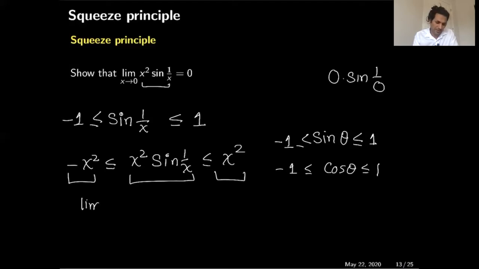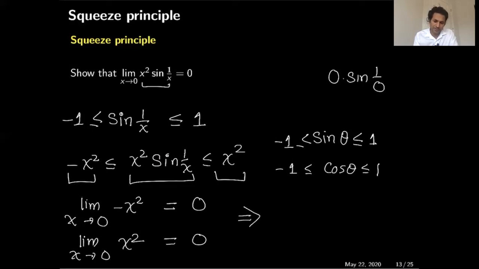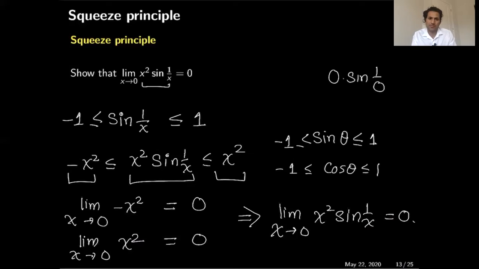Now I will calculate the limit as x approaches 0 of minus x square, which is simply a polynomial function, so you can calculate the limit by plugging in. The limit as x approaches 0 of x square, the function on the right-hand side, is also 0. So by the squeeze principle, the limit of the middle function, x square sine 1 over x, must also go to 0. So the limit of this function is 0. Basically, you have to find the two functions, minus x square and x square, and then calculate their limits.